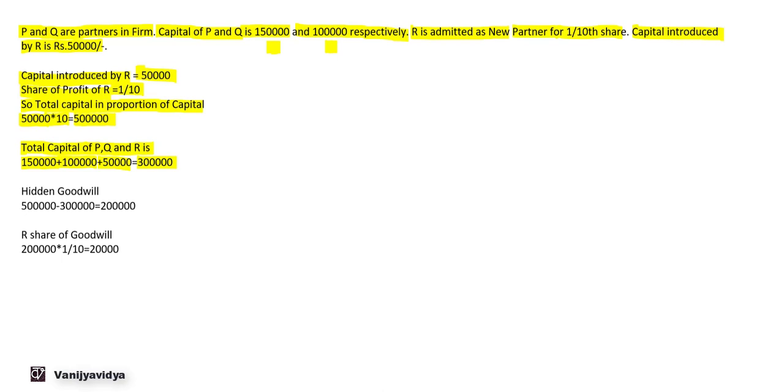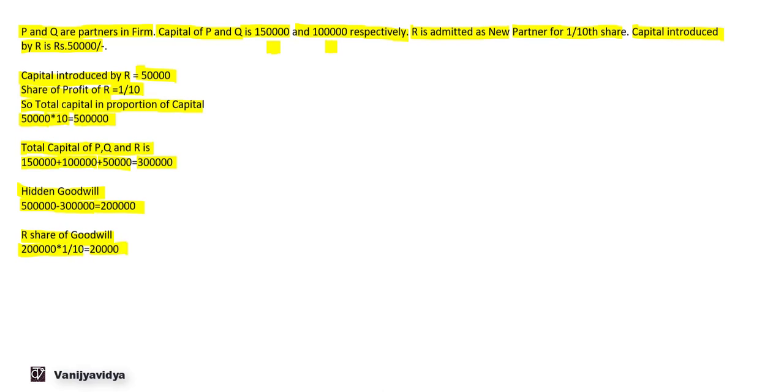Now, the total capital that should have been in the proportion of share of R is 5 lakhs, but the total actual capital of the firm is 3 lakhs. So partners are able to manage the business with 3 lakhs of capital instead of 5 lakhs. So this is a hidden goodwill. Hidden goodwill is 5 lakh minus 3 lakh, that is 2 lakhs. Now R's share of the goodwill is total goodwill of the firm into 1/10, that is 20,000.